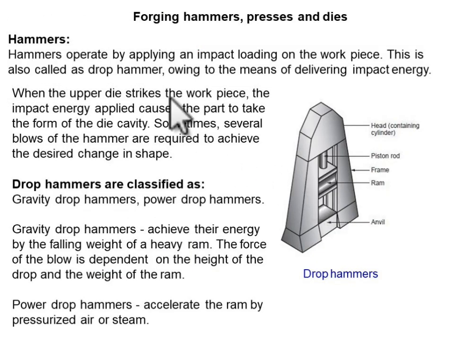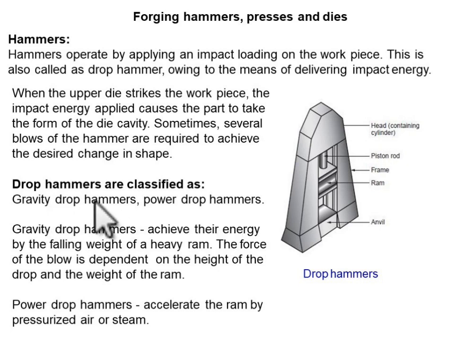Now these are some components and tools which we use in forging process. So first one is the hammer. Hammer operates by applying an impact load on the workpiece. We use hammer in our daily life. This is the same hammer, and this is also called a drop hammer. And there are three kinds of hammer we use in the forging process: the gravity drop hammer, the power drop hammer, and the hydraulic hammer.